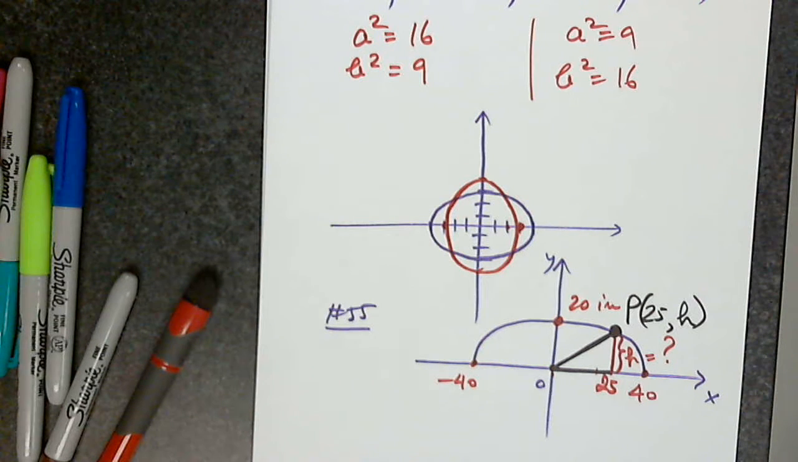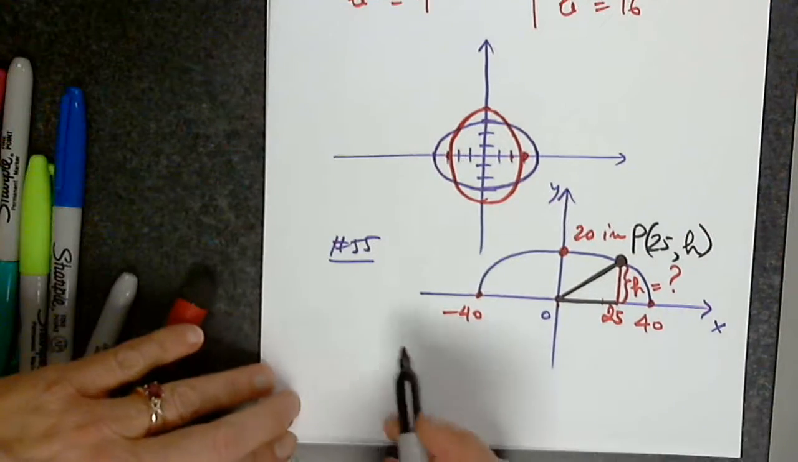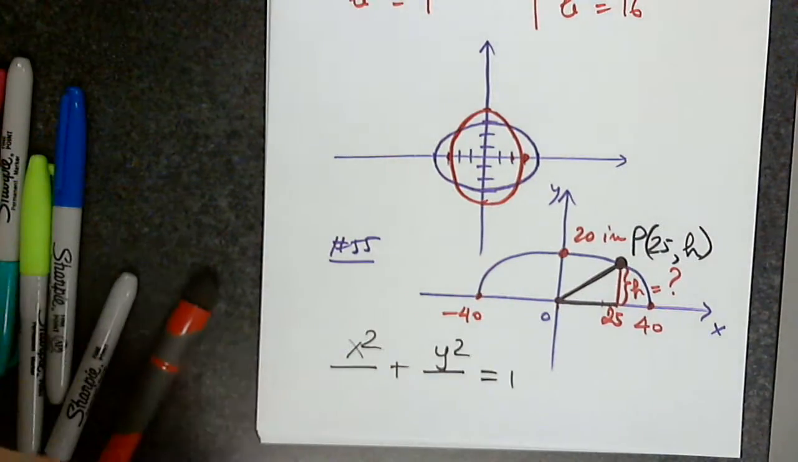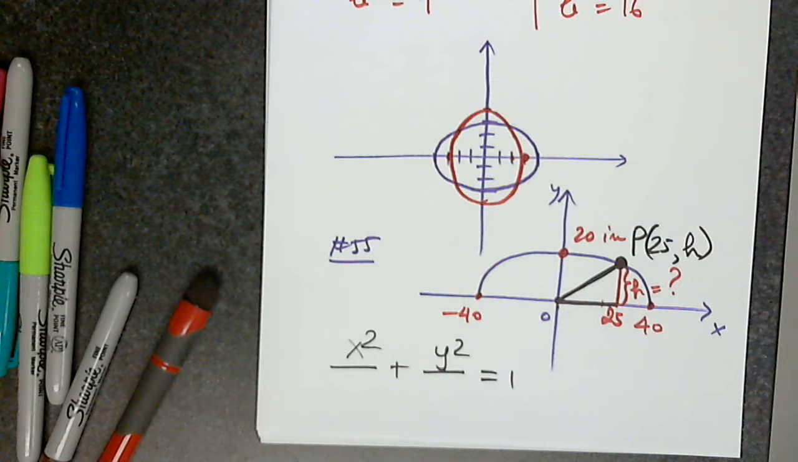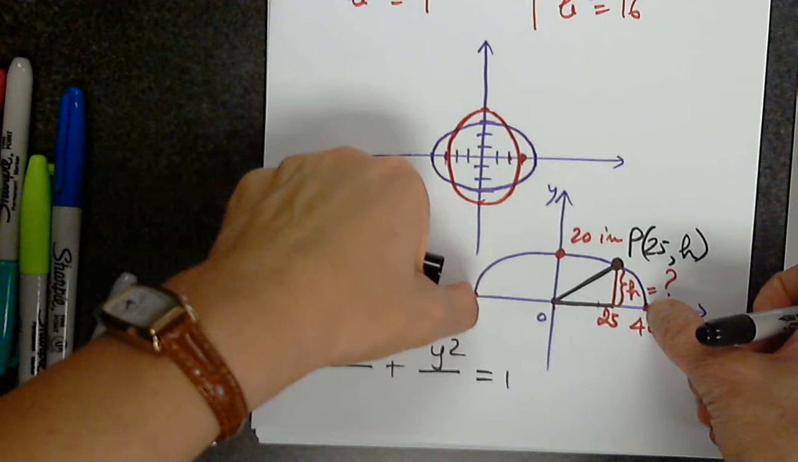Plug in what? That's it. So let's find the equation of the ellipse. It's definitely x squared over plus y squared over equals 1. Over what? X squared over what? Wait, wait. Not this whole thing.